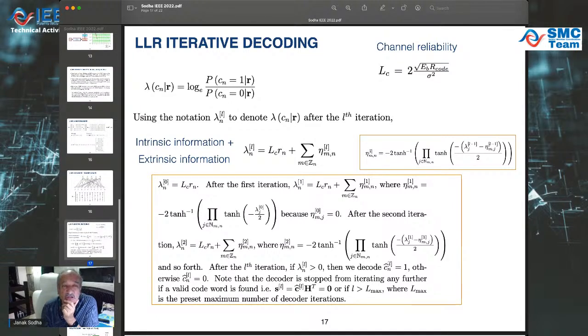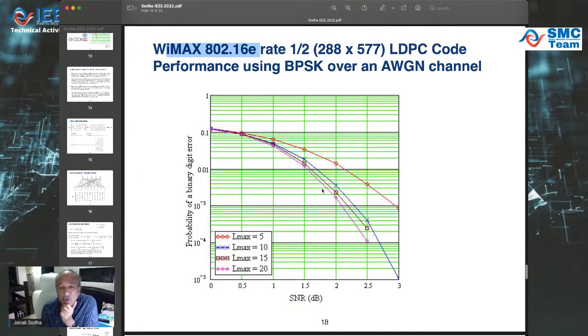Let me just show you, just before I show you, the WiMAX IEEE 16 standard. This is the actual code that I implemented. This is the actual standard code. This is being used, and its performance, you can see, is very good.